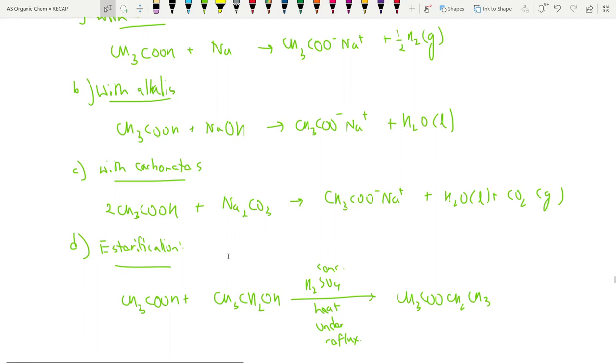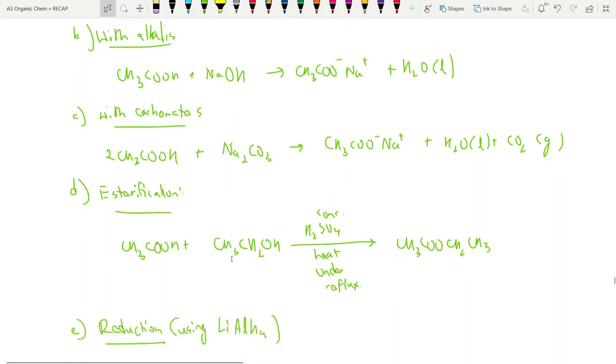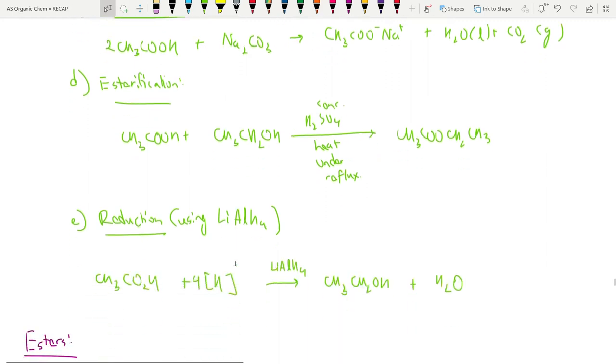They also undergo esterification. They react with alcohols in the presence of a few drops of concentrated H2SO4 and heat under reflux to form esters. They can be reduced using LiAlH4 only. We cannot use NaBH4 because it's not strong enough. This is the reaction.